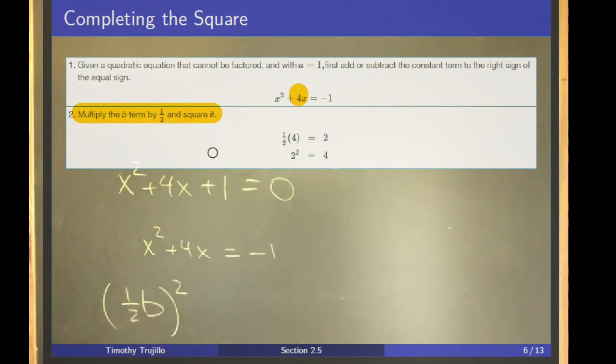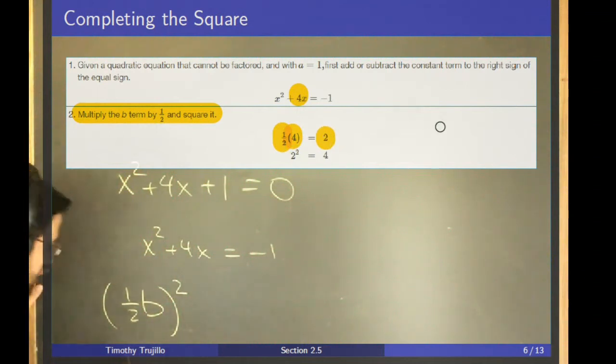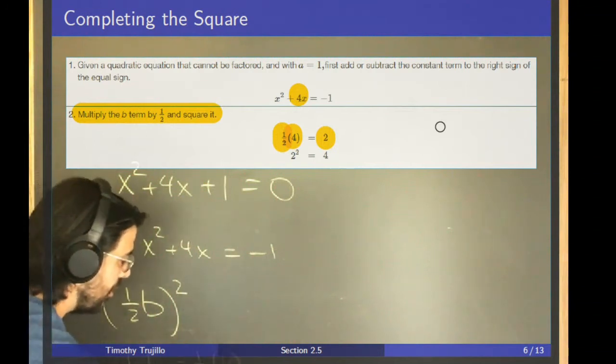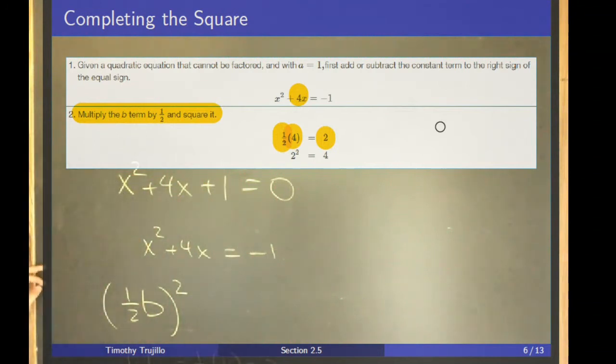So let's see what they did. Here's the b in this case. They multiplied that b times 1/2. So 1/2 times 4, half of 4 is 2. That's what they did first. So they did first this 1/2 b, and in this case it was 1/2 times 4, which is just 2.